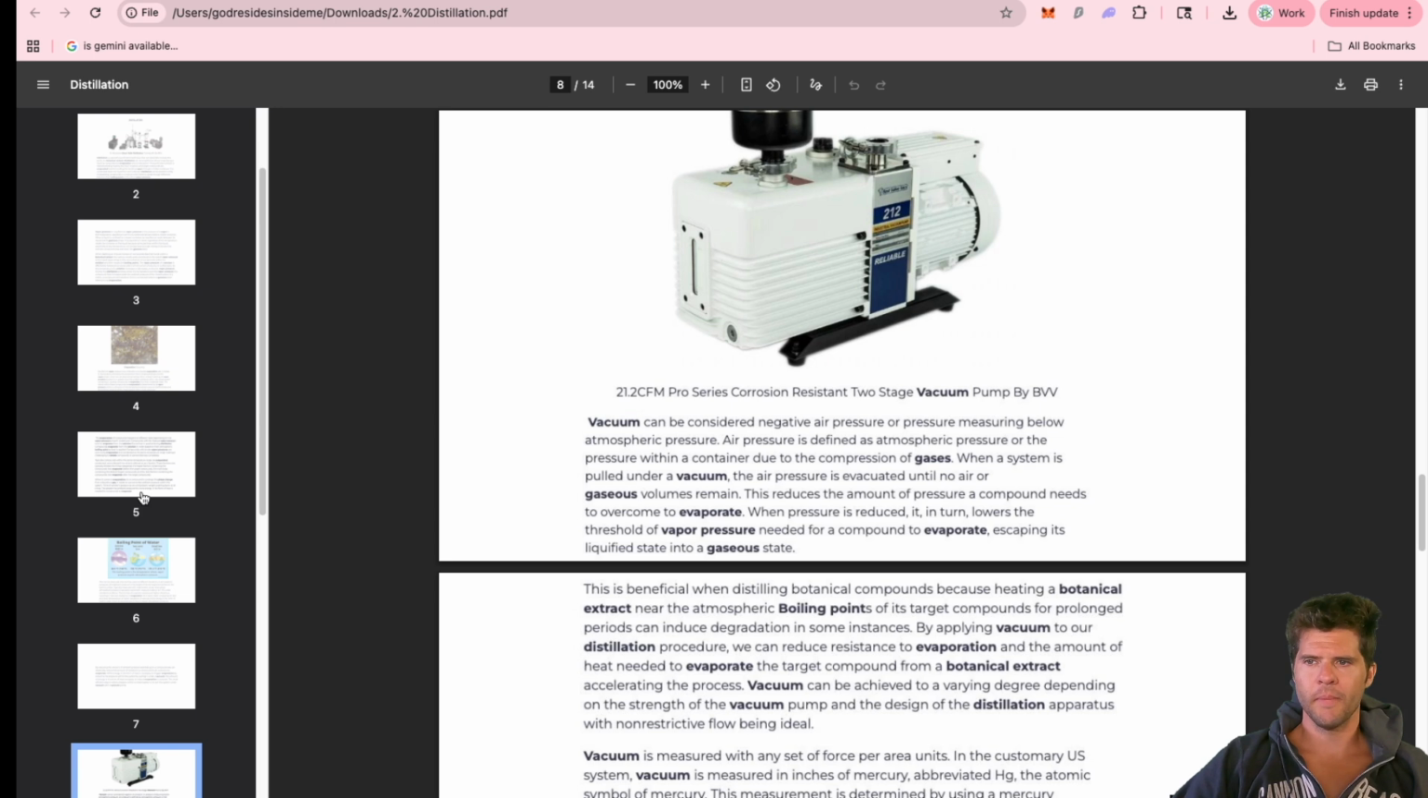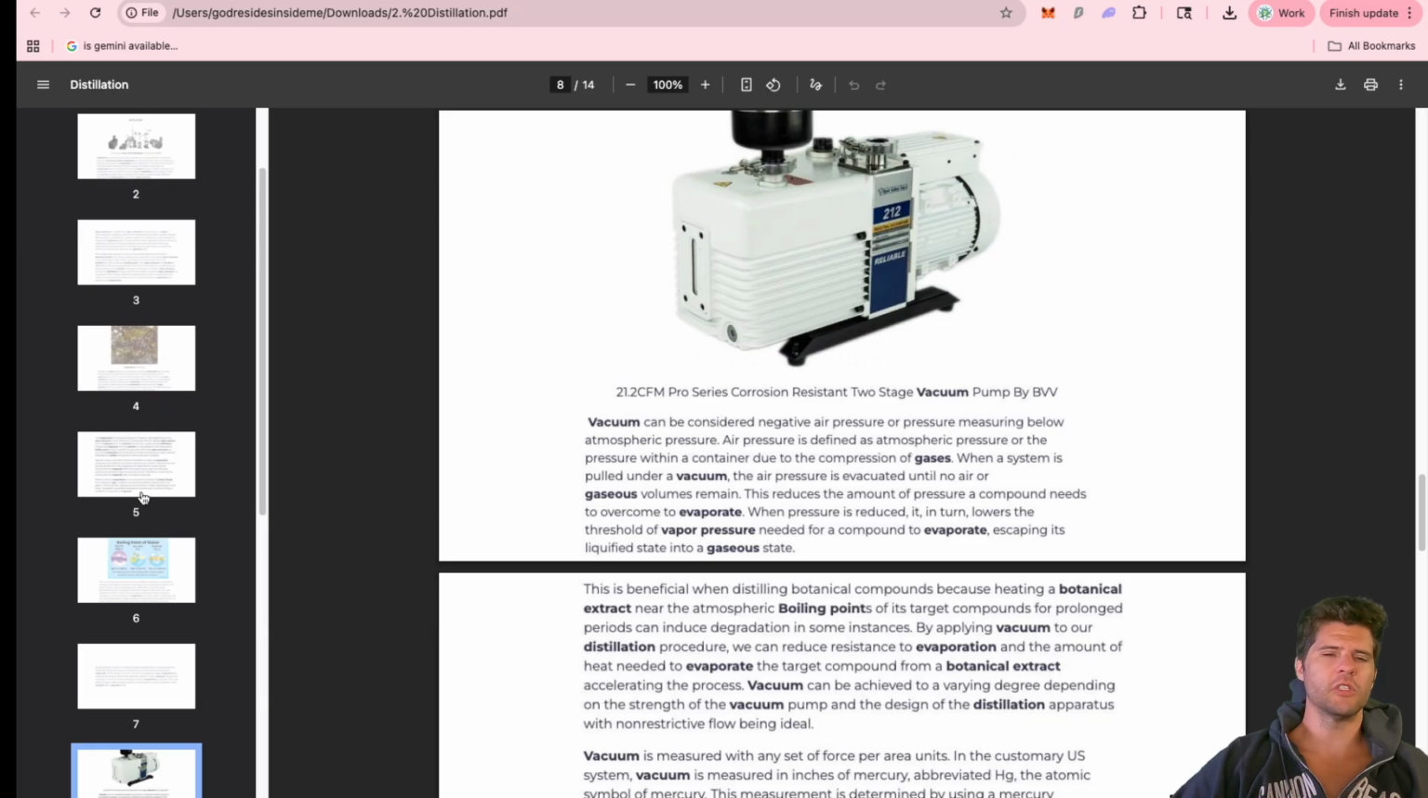Vacuum can be considered negative air pressure, or pressure measuring below atmospheric pressure. Air pressure is defined as atmospheric pressure, or the pressure within a container due to the compression of gases. When a system is pulled under a vacuum, the air pressure is evacuated until no air or gaseous volumes remain. This reduces the amount of pressure a compound needs to overcome to evaporate. When pressure is reduced, it in turn lowers the threshold of vapor pressure needed for a compound to evaporate, escaping its liquefied state into a gaseous state.